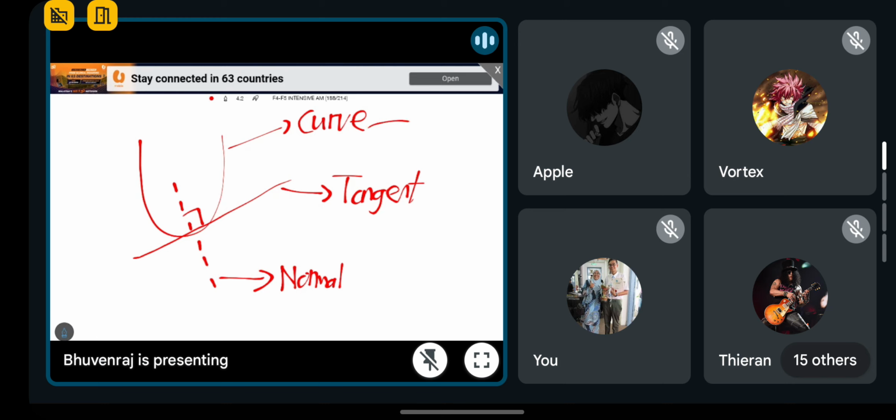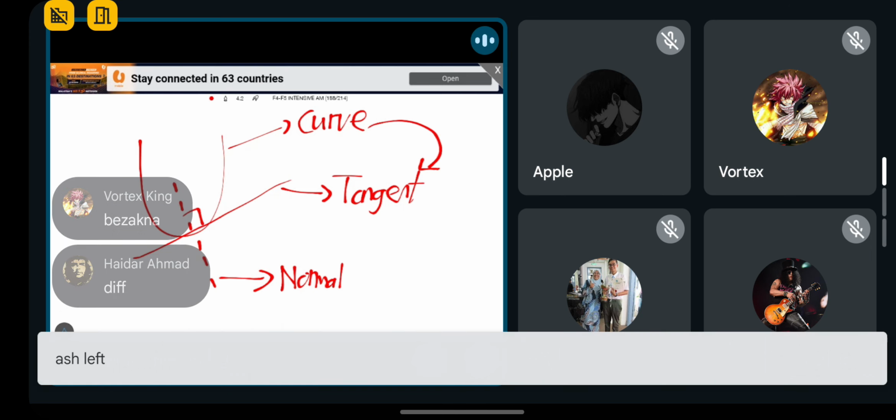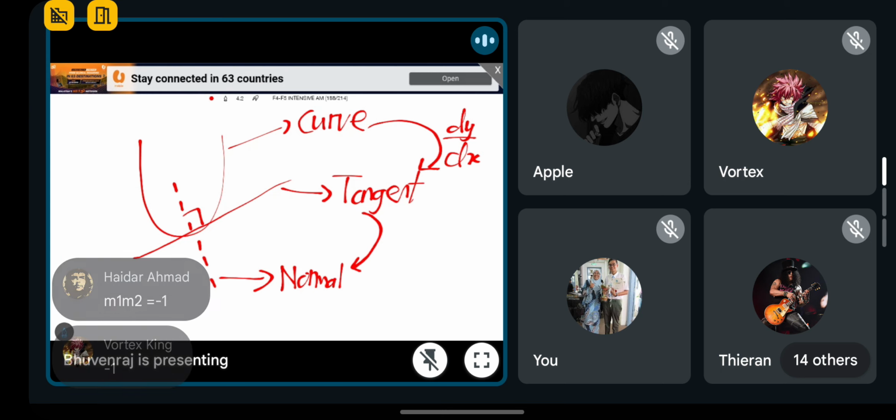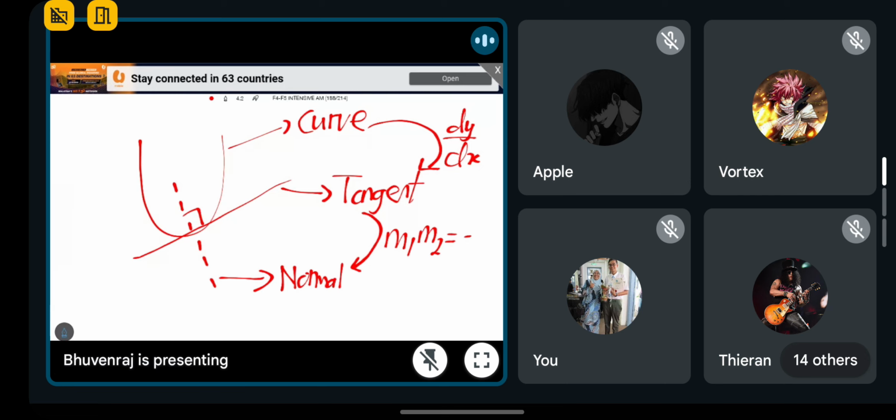So then, if you want to go from curve to tangent, guys, what do we have to do? Apa kita nak buat? What is the process we do? Yes, very good. First derivative, dy over dx. Kalau nak cari normal dari tangent, what do we do, guys? Apa kita nak buat? Yes, very good. Use the perpendicular theory. M1 M2 is negative 1. Jadi kalau saya nak reverse proses ini, saya nak patah balik, go back.